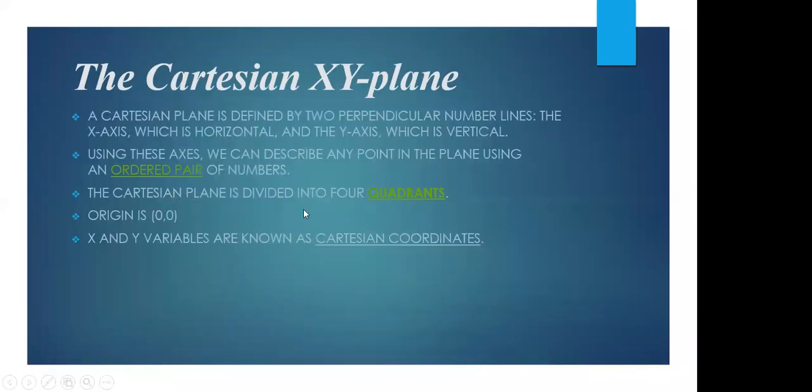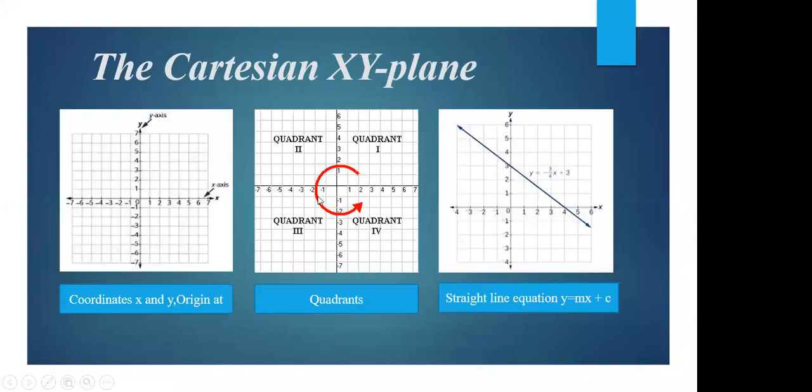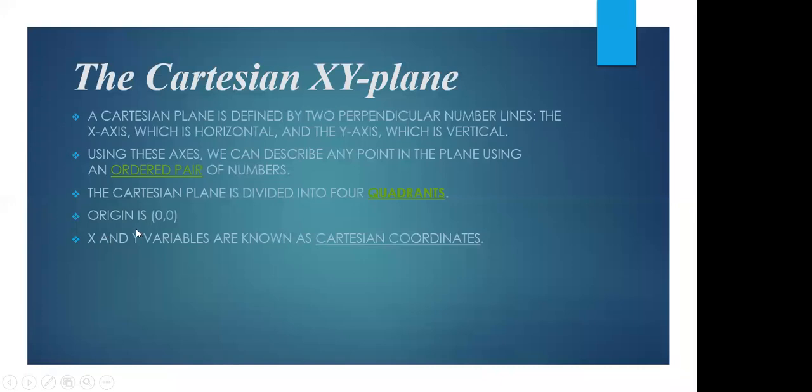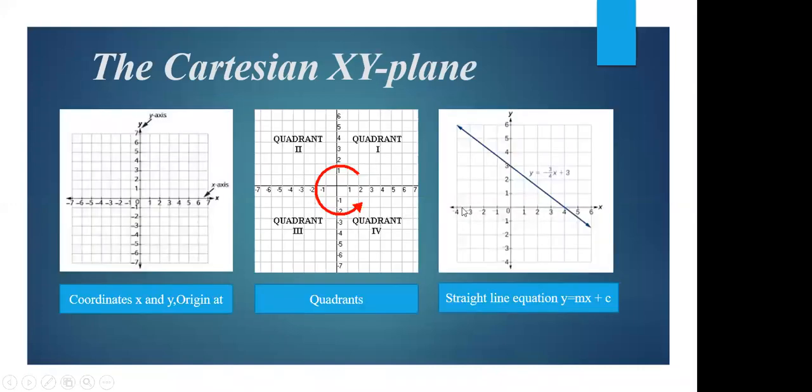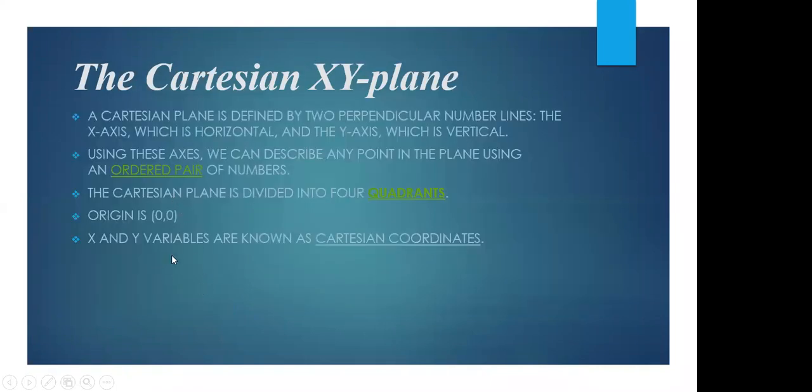That means we combine the 2 points related to the x-axis and y-axis. Then the Cartesian plane is divided into 4 quadrants. These are the 4 quadrants. And the origin is 0, 0. This is the origin point here, 0, 0. And it makes an angle of 90 degrees with the x and y axes. That means this is the 90-degree angle made between the x and y axes. Then x and y variables are known as Cartesian coordinates.